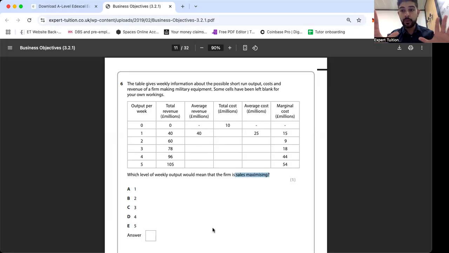This is why, again, it's so important that you understand and have memorized the rules for the different maximization rules. Sales maximization, which hopefully you all know, is where AC equals AR. So I'm going to write AC equals AR.